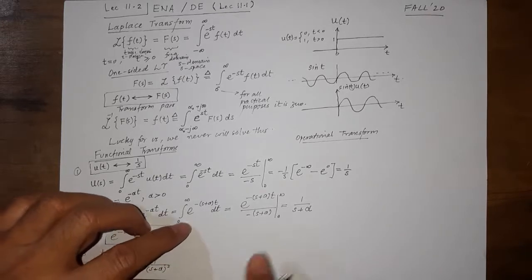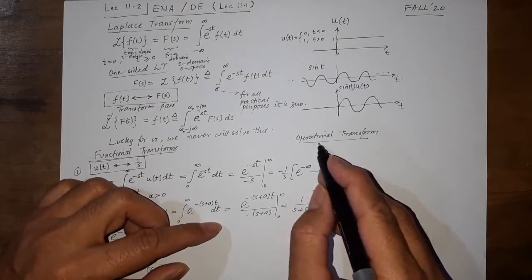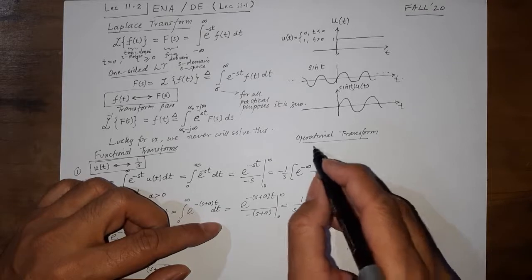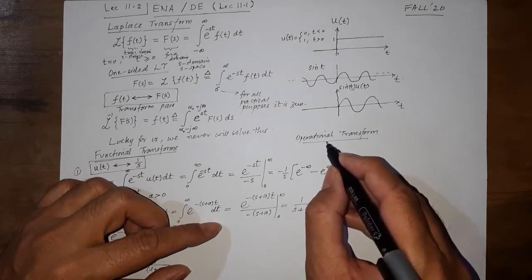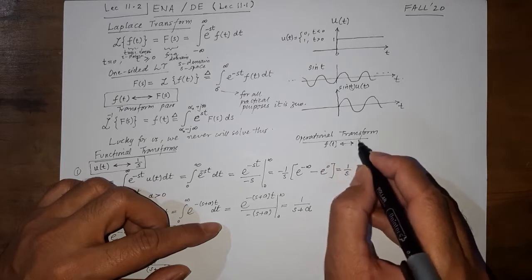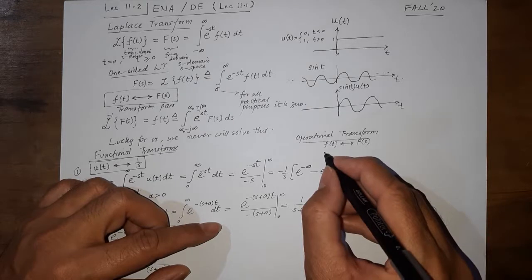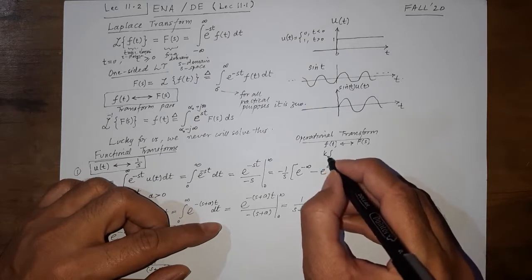And similarly, we are also interested in finding the operational transforms. So for example, once we know that the Laplace transform of f(t) is F(s), what happens if we multiply f(t) by a constant?